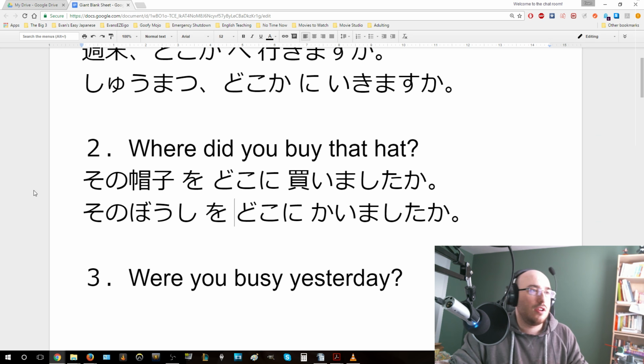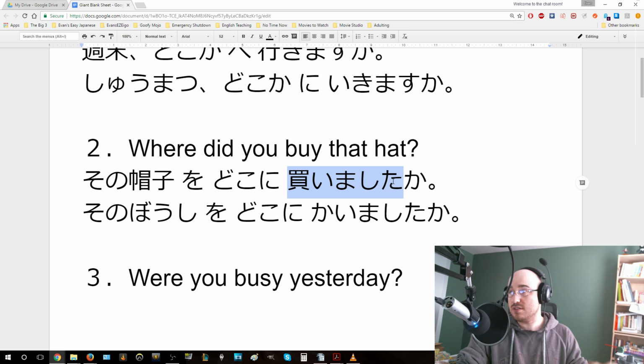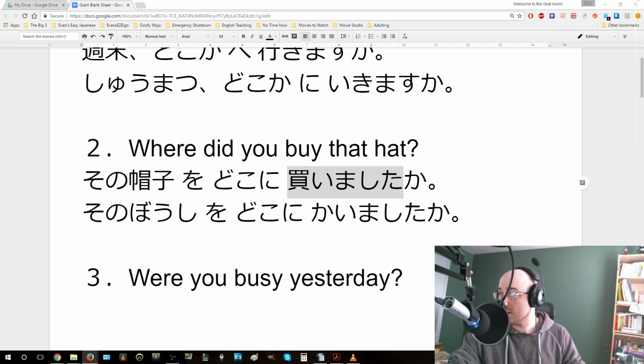O. Sono boshi o. Doko de, not ni. Ni is not the correct thing. Ni kaimasu. I don't even know what that would mean. De is the place of action, where an action takes place. Buying something is an action. You go to the store. What the heck? What's going on here? Something weird's going on. Whatever.